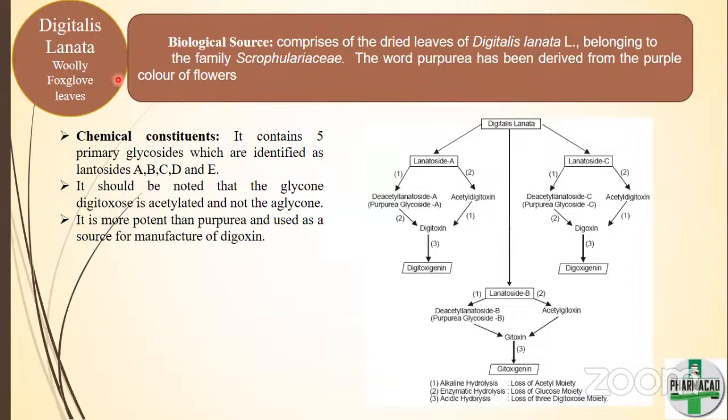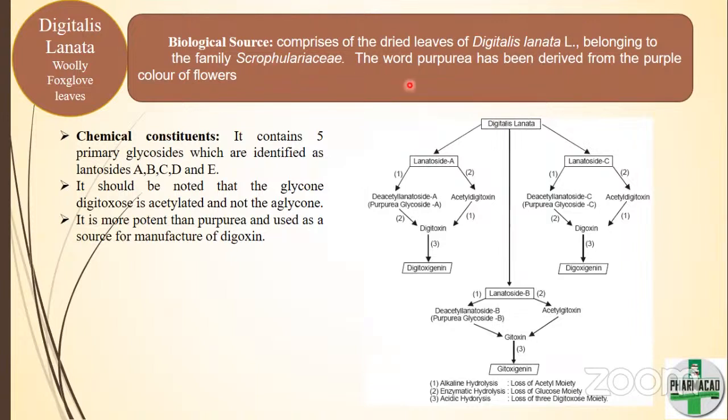Now between purpurea and lanata, the only difference is the chemical constituent, and even in the chemical constituents there is a minor difference. Okay, but it will lead to a difference in the action and use. Now this is dried leaves of Digitalis lanata belonging to family Scrophulariaceae.